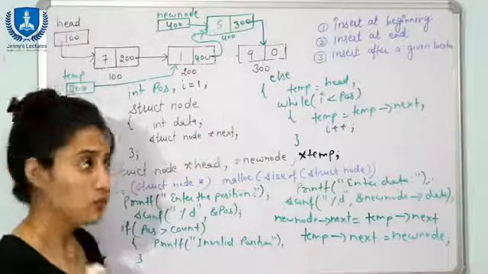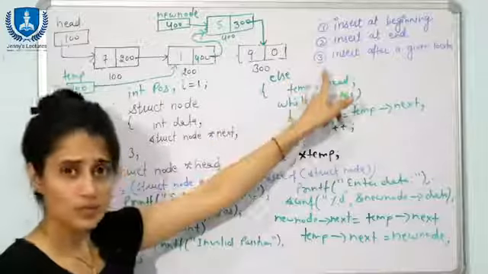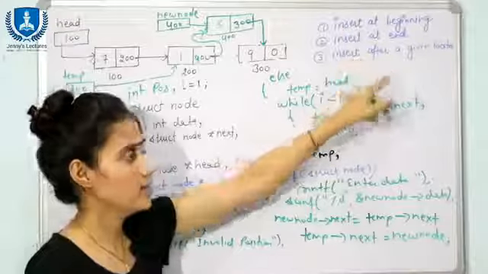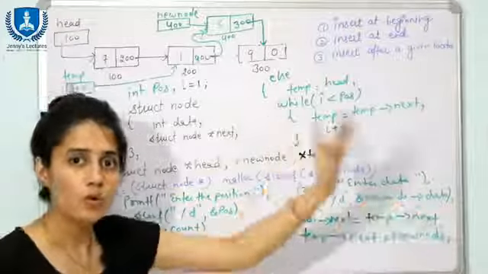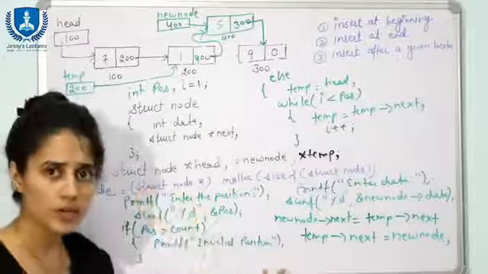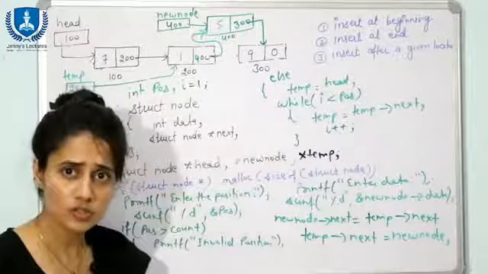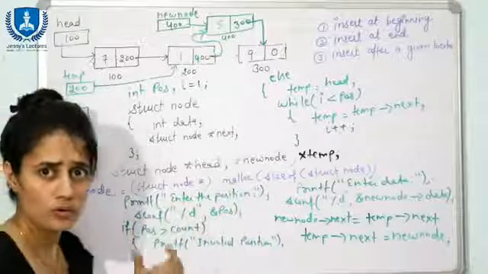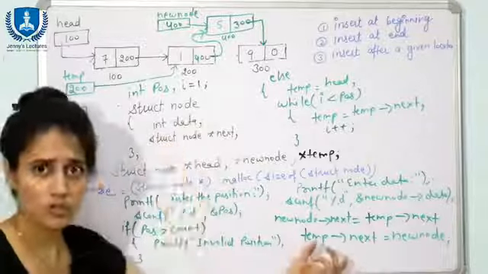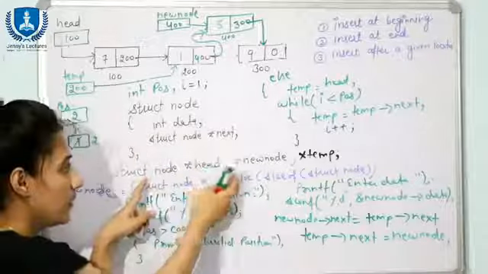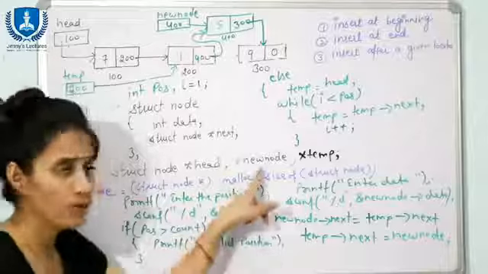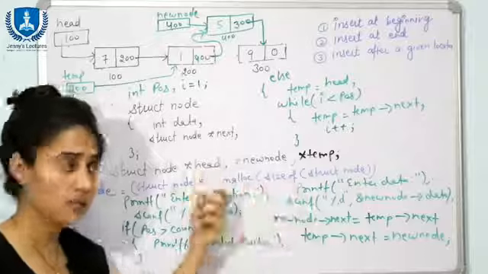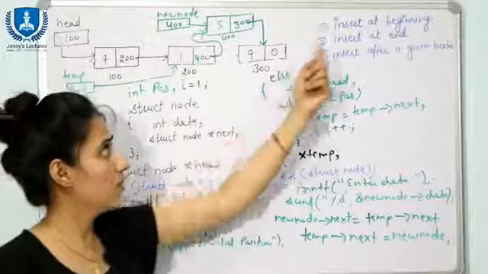So if in one program you want to perform these three operations, then you can make three functions: insert at beginning, insert at end, and insert after position. Within those functions you can write this code, and you can call these functions in the main function, right? See, this struct node and this head pointer, new node, you are using in every function. So you can declare this data type and these pointers outside the functions, globally, and after that you can use them in every function.